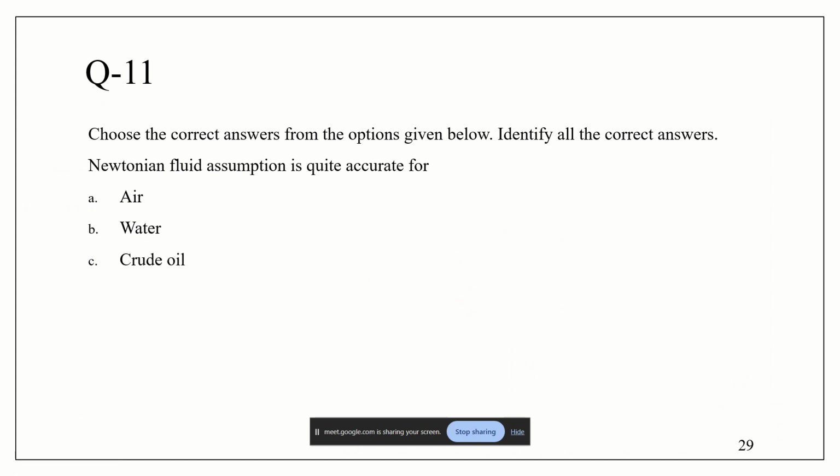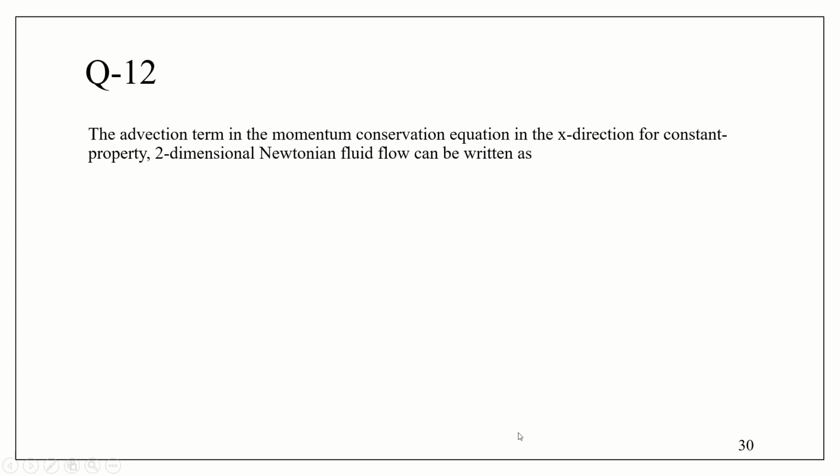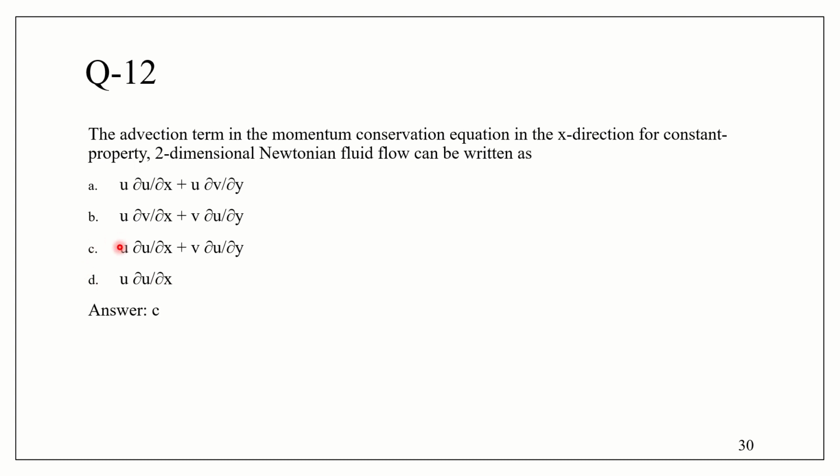Actually, question 11 we have finished. Air, water, and diesel. And question 12 is about the advection term in the momentum conservation equation in the x direction for constant property two-dimensional Newtonian fluid can be written as: a, u dou u by dou x plus u dou v by dou y; b, u dou v by dou x plus v dou u by dou y; c, u dou u by dou x plus v dou u by dou y; and d, u dou u by dou x. So the answer is option C, u dou u by dou x plus v dou u by dou y.